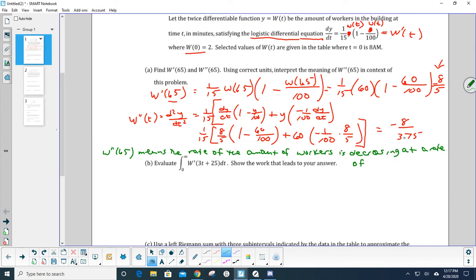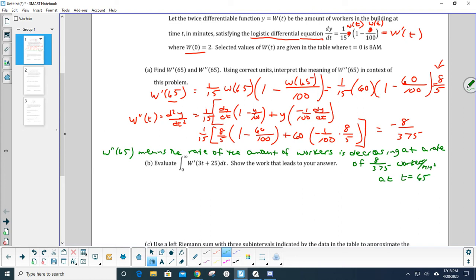Now, if you say decreasing, you want to take the negative off. So you can say just changing at the rate of, you just leave the sign there. At a rate of workers per minute squared, because it's the second derivative, it's kind of like an acceleration type thing, at t equals 65.